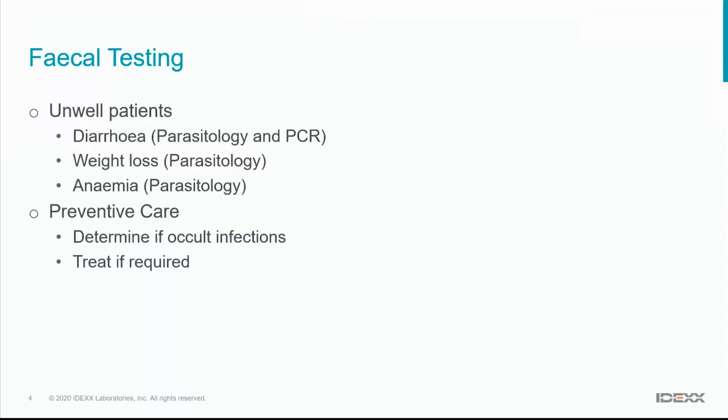Sometimes we'll consider doing parasitology in patients that have unexplained weight loss, especially younger animals, but doesn't have to just be young ones. Parasitology is very important there. In some patients with anemia, especially if it's a regenerative anemia, more consistent with blood loss, fecal parasitology is important to do, because there are times that we can have things like hookworms or whipworms that may be causing anemia that's very easily managed if we diagnose that.